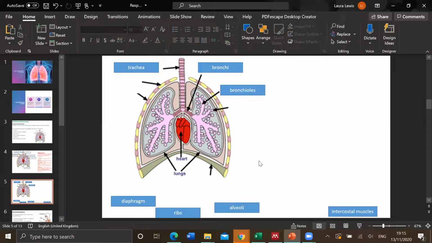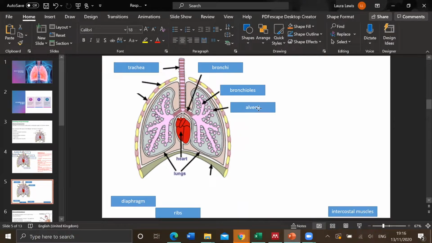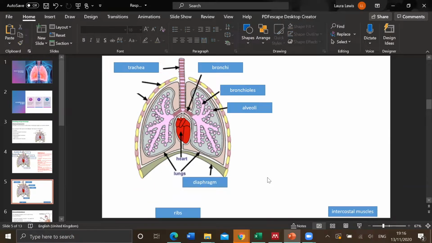Okay, bronchioles. Little air sacs, remember the alveoli? Sounds a bit like a pasta. Sounds like ravioli to me. Alveoli. The diaphragm is that muscle, isn't it? The big muscle at the bottom. If you breathe in and out, you feel the diaphragm at the bottom of your rib cage moving in and out.